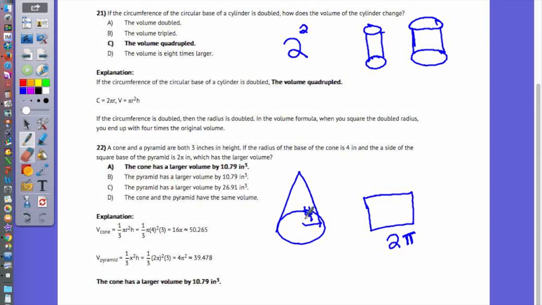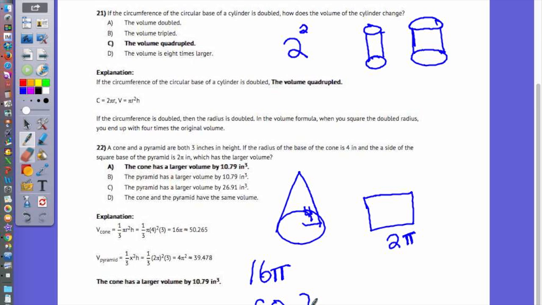4 squared is 16 times pi. Now, normally we would multiply by the height and divide by 3. But in this case, the height is 3. So if I have 16 pi, and I multiply by 3, and then I divide by 3, I'm back at 16. Right? So what is 16 times 3.14? 50.2.